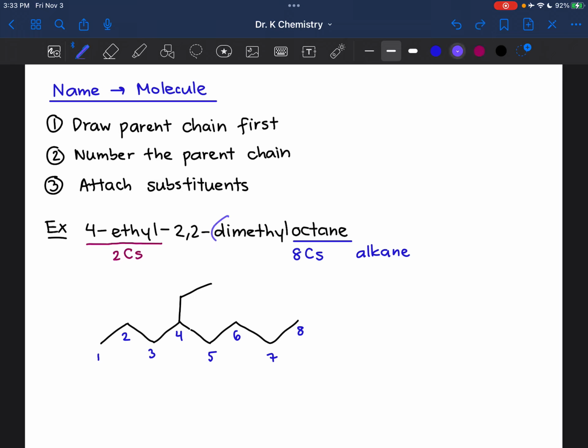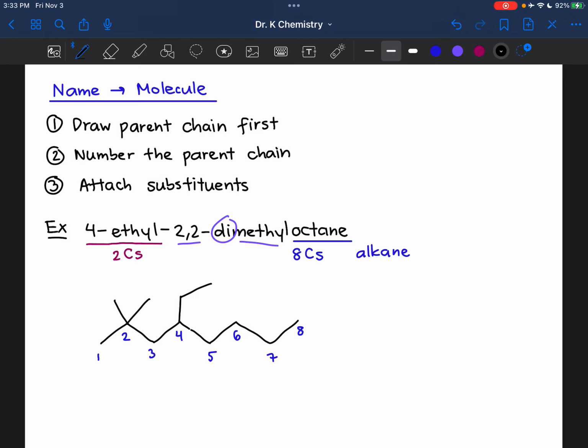And then I see that on carbon 2, there are 2 methyl groups, right? So di is telling me that there are 2 methyl groups attached to carbon 2. So I'm going to locate carbon 2, which is right here, and I'm going to attach 1 and 2 methyl groups. And that's my 4-ethyl-2,2-dimethyloctane.